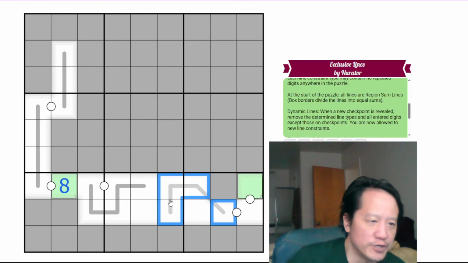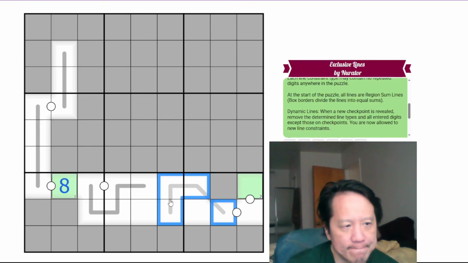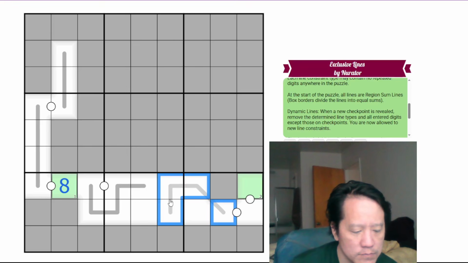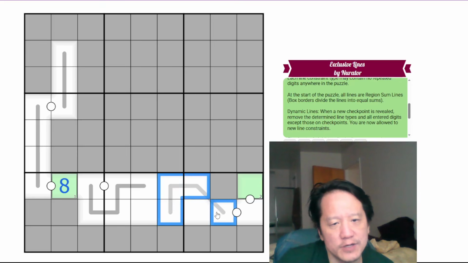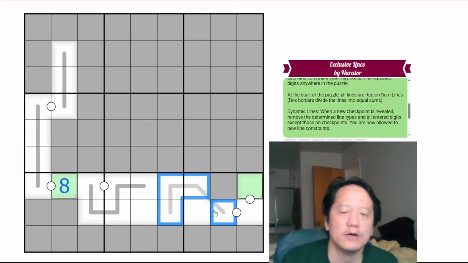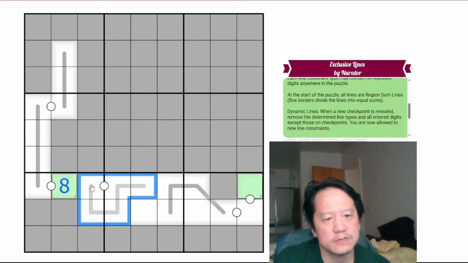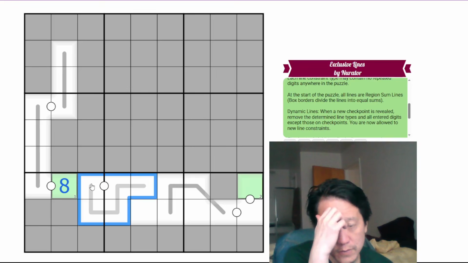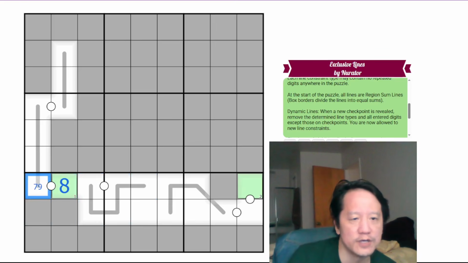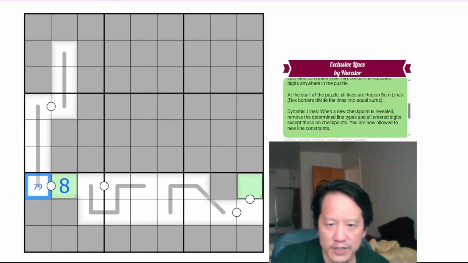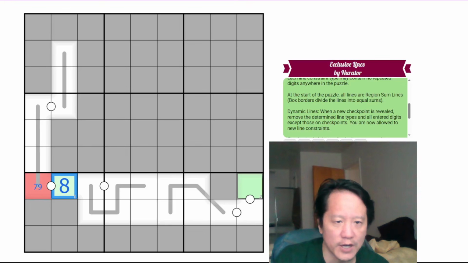And then we also still have region sum lines. So the question is, which of these can be region sum lines and which of these can be whisper 5 lines? Well, 8 is consecutive with only 7 or 9. So this is 7 or 9. And therefore is a high digit. 8 is also a high digit.